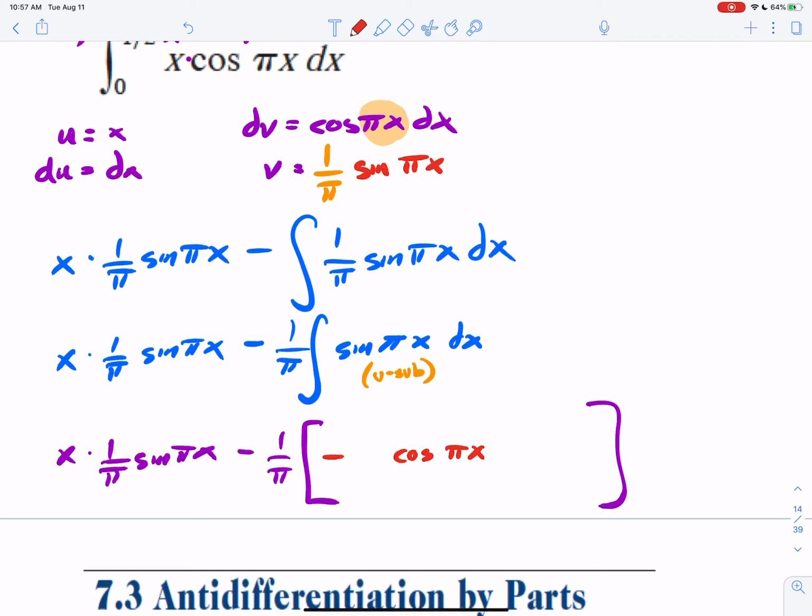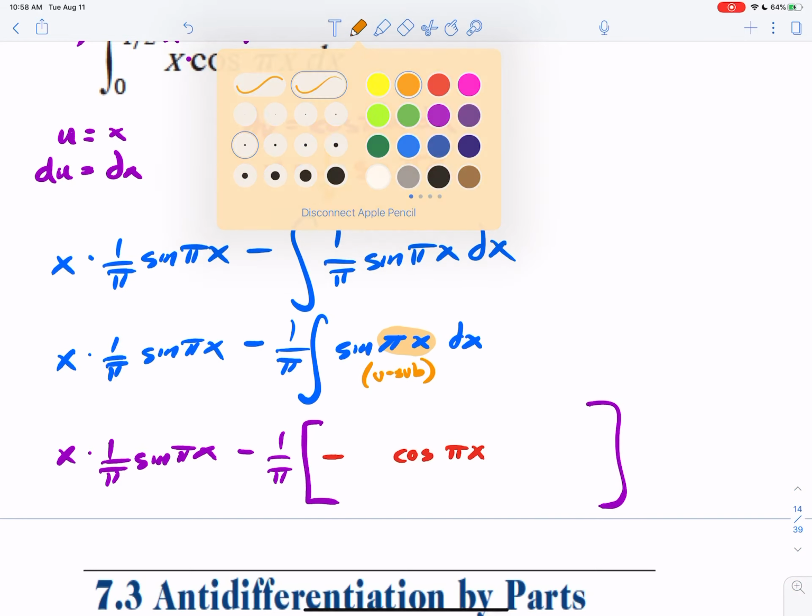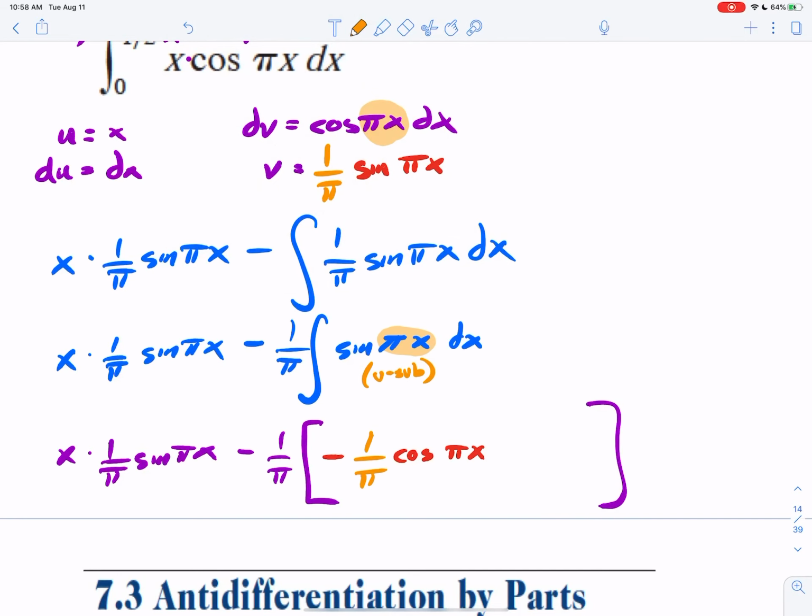Okay, but it's u substitution. So the derivative of pi x is going to be pi. The reciprocal of that is going to be 1 over pi. Okay, now I don't put a plus C here. So the only thing that changes, you guys, is right here.